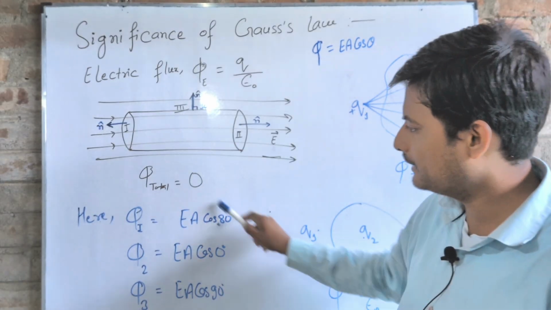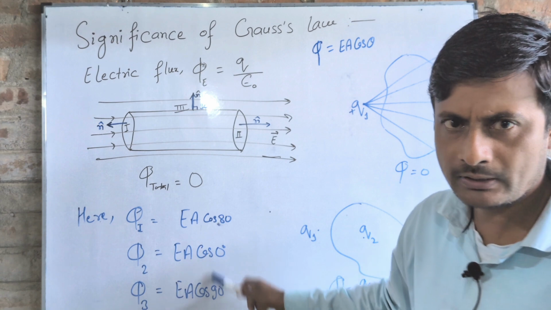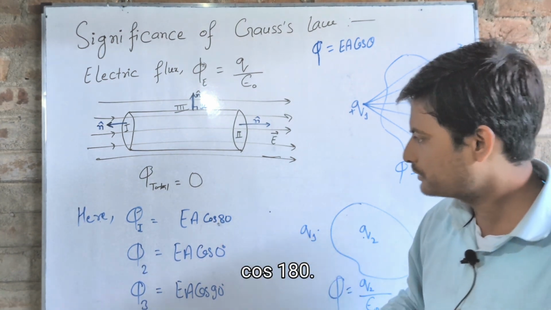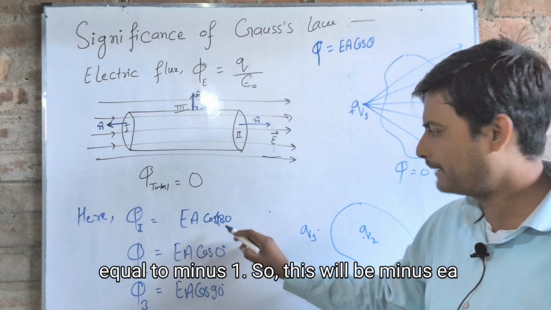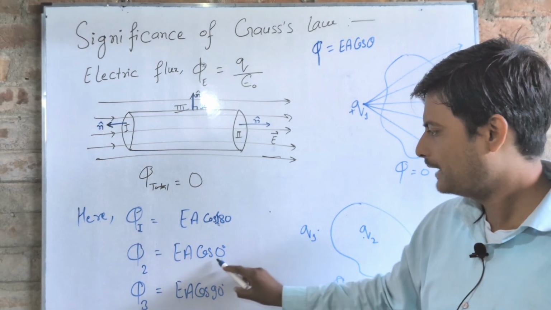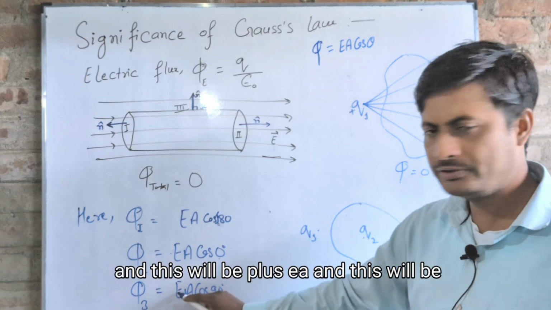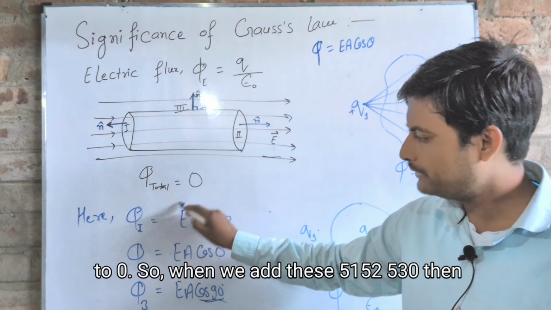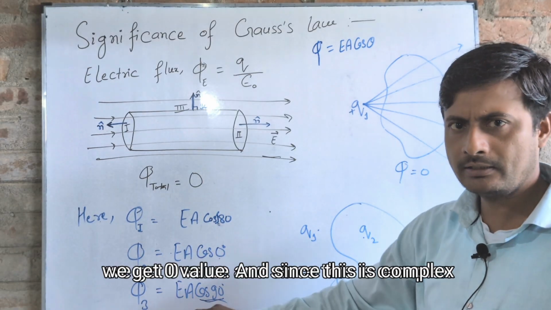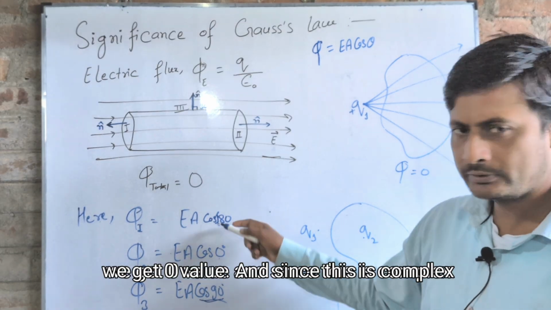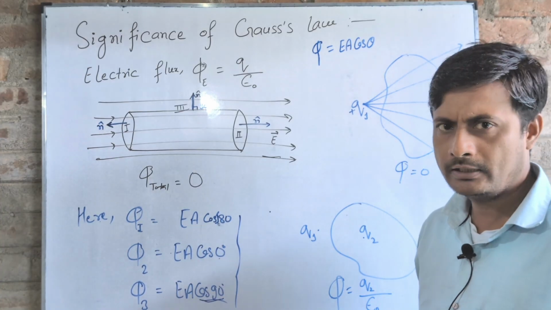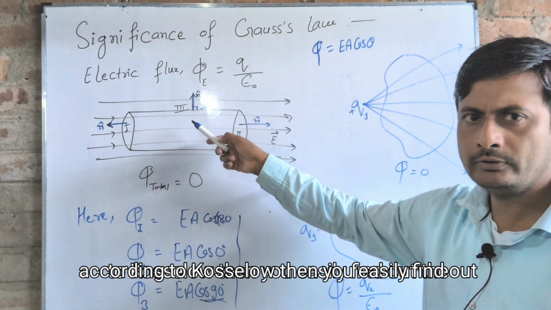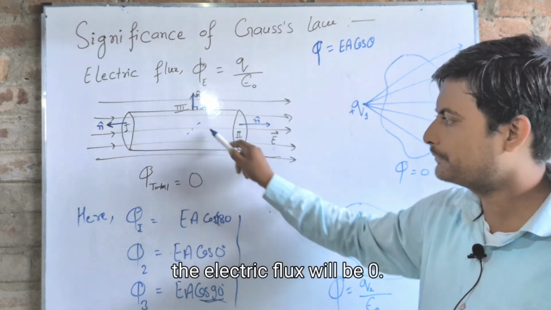And if you sum these fluxes, you will get 0, because the value of cos 180 is equal to -1. So this will be minus EA, this will be plus EA, and this will be 0, because cos 90 degrees is equal to 0. So when we add phi 1, phi 2, phi 3, we get 0. Since this is a complex calculation, if you use the electric flux formula according to Gauss law, you easily find that the electric flux will be 0.